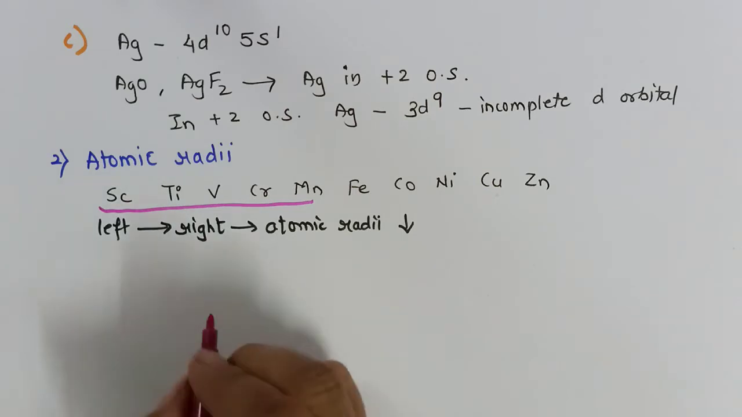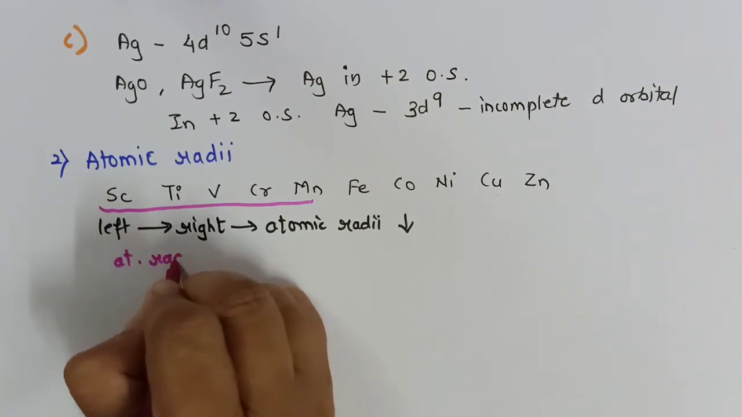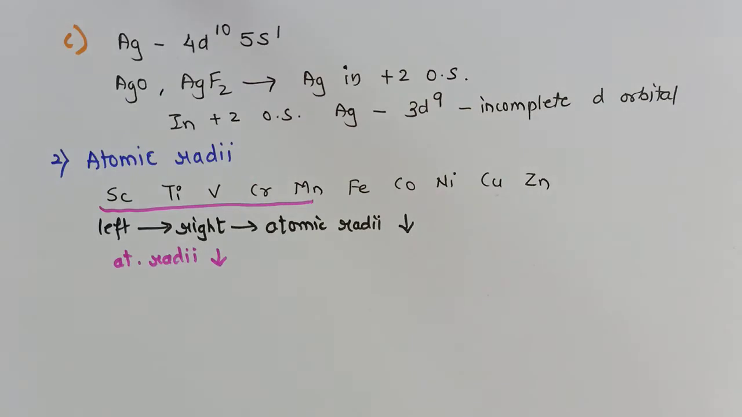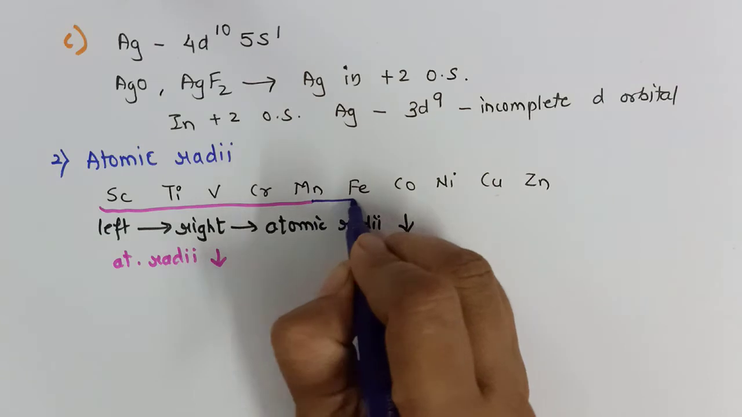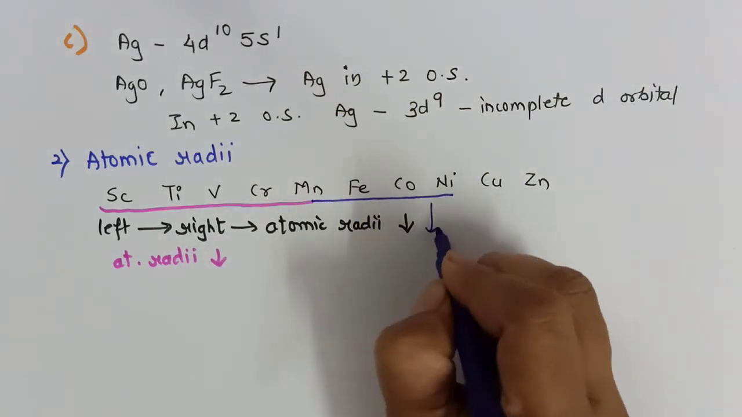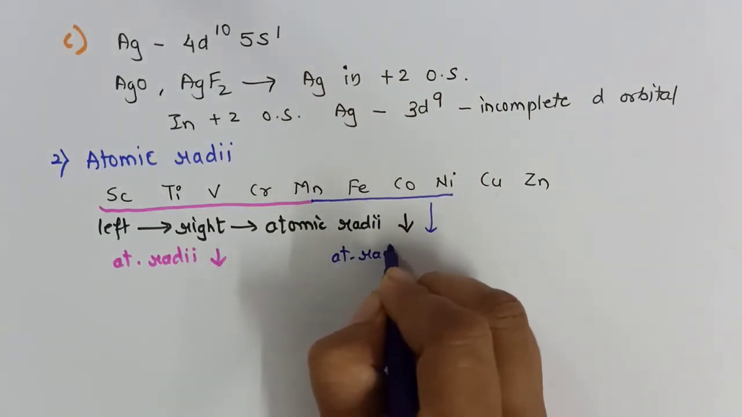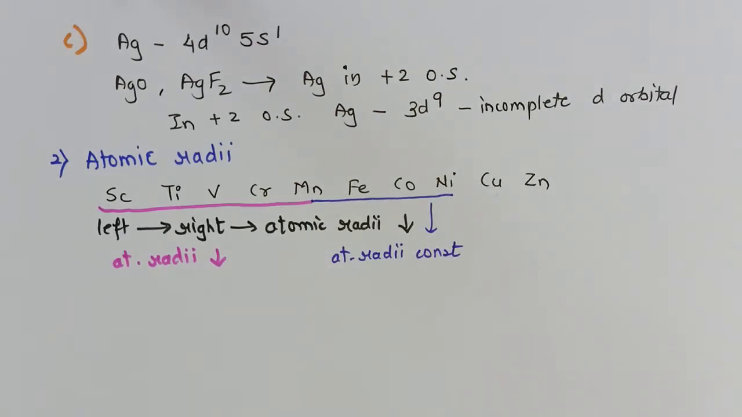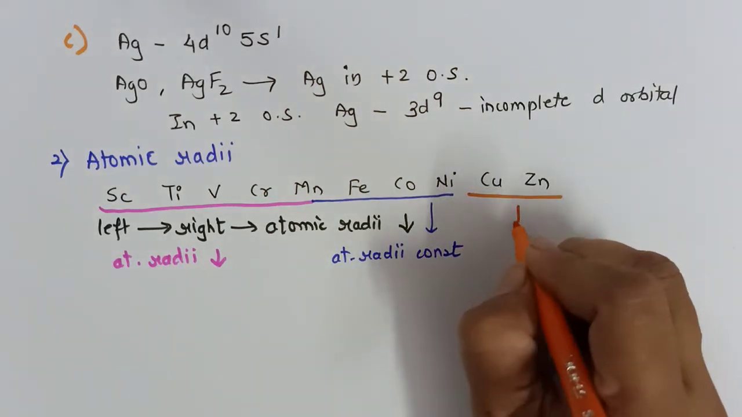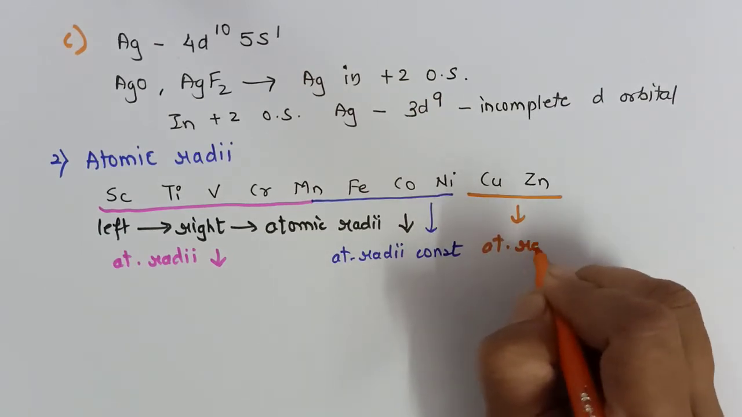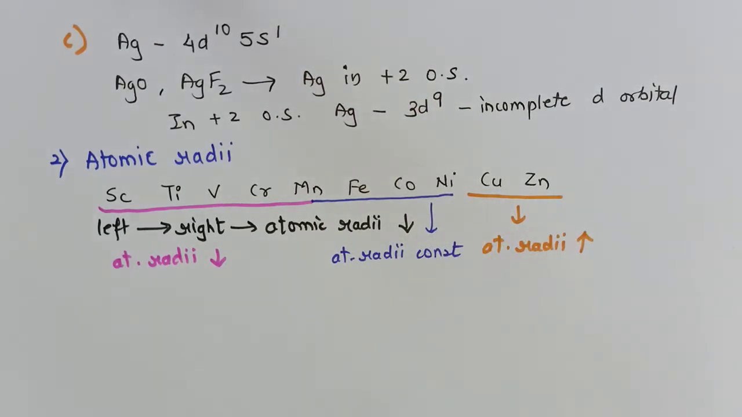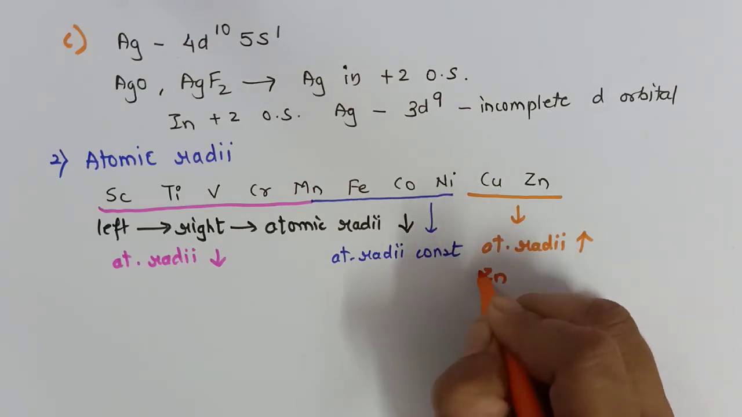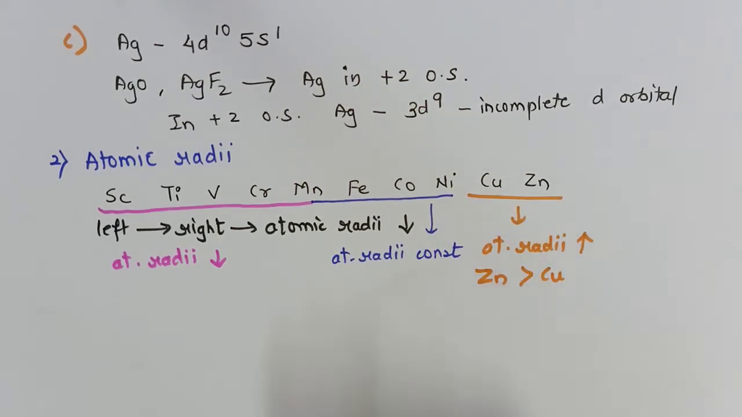Till manganese, I will say the atomic radii decreases as there is increase in atomic number. But onwards from manganese, iron, cobalt and nickel, here the atomic radii becomes near about constant, near about 125 picometer. And again when we move to last, copper and zinc, here the atomic radii increases. In that also I will say the atomic radii of zinc is greater than that of copper.